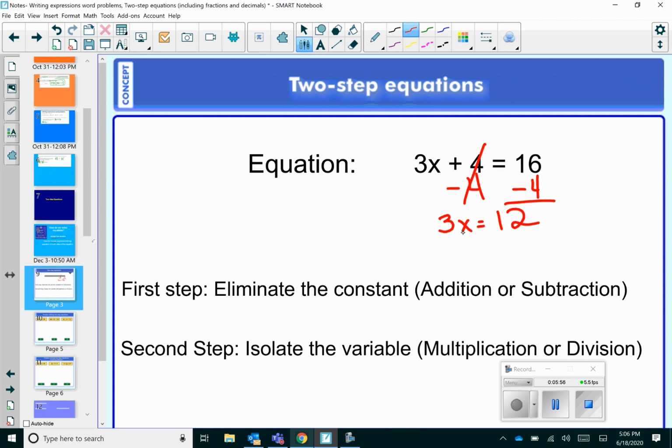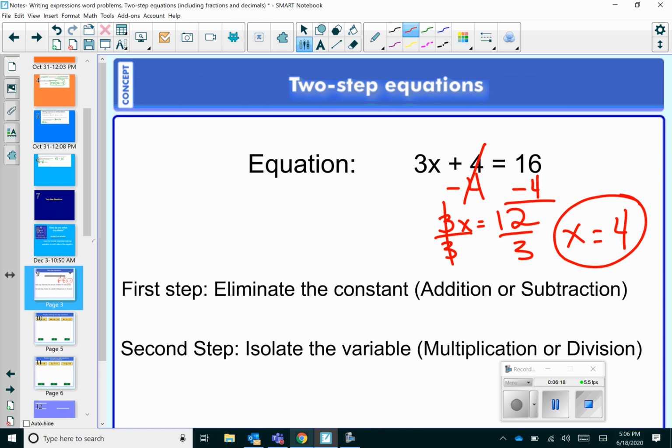And now to get my x by itself, I have to get rid of my coefficient. So my next step is always going to involve multiplication or division. In this case, since it's multiplication happening, I want to do the opposite, which is division. 3 divided by 3 is 1, which cancels out. And that means that x is going to equal 4.